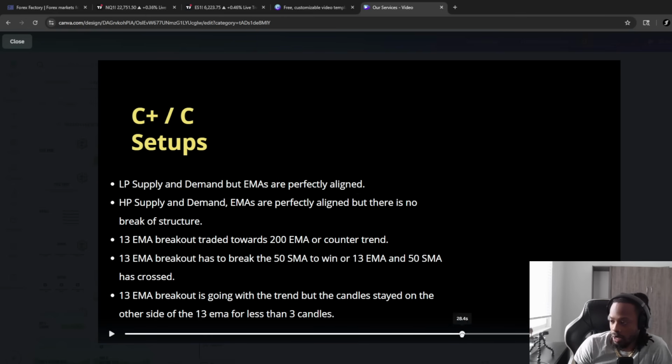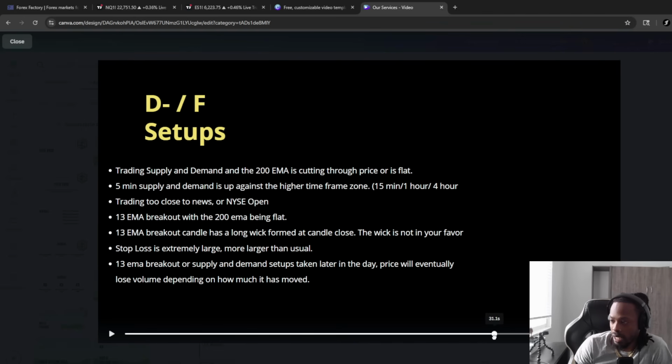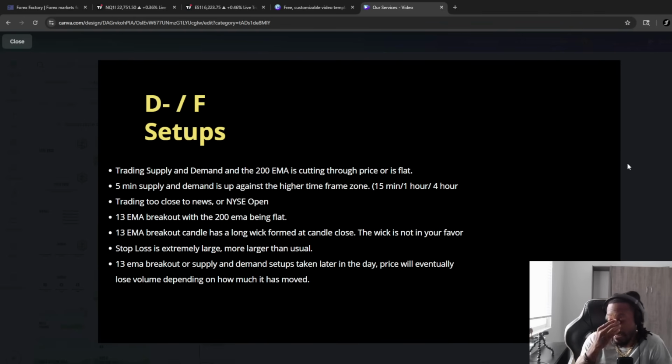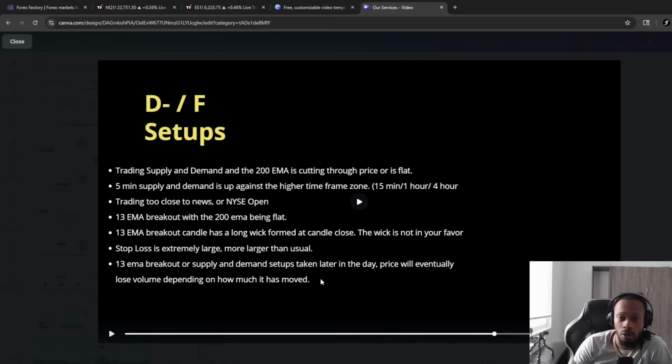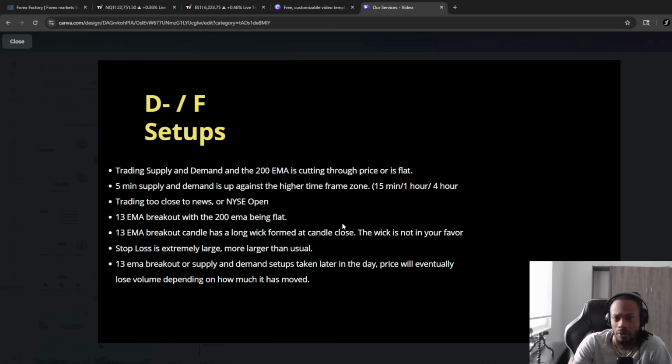Let's go to the last slide, which is D minus and F setups. So these are the worst possible setups. Okay, so trading too close to news, like 5 to 10 minutes before news, that's super risky. I think some prop firms don't even allow you to do that. They actually don't allow you to open a trade or something like that. I believe some prop firms don't want you to trade during the news.